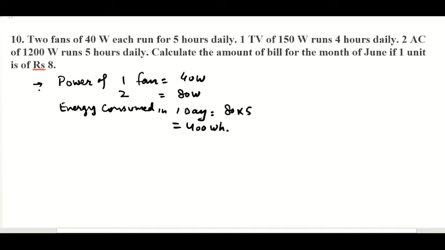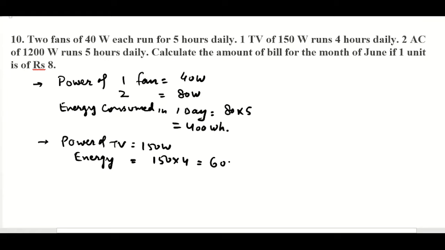Second case is the TV. Power of TV is 150 watt and it runs for 4 hours daily. So energy consumed by TV in one day is equal to 150 into 4, that is 600 watt hour. The energy is 600 watt hour, and the earlier one is 400 watt hour.